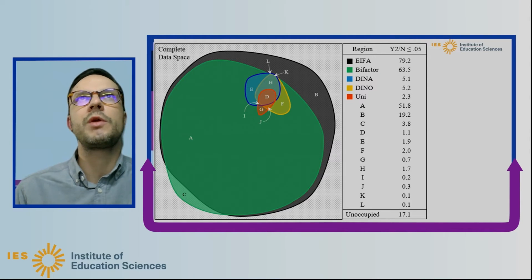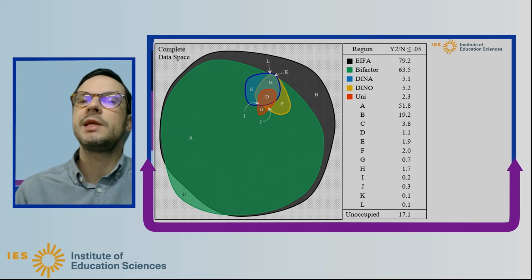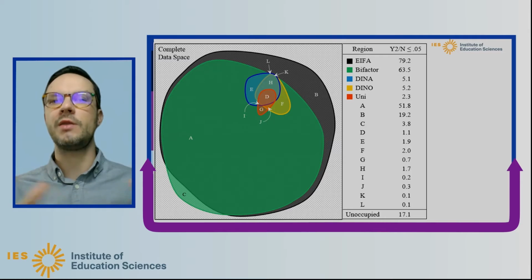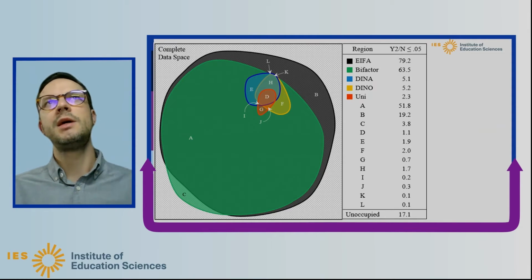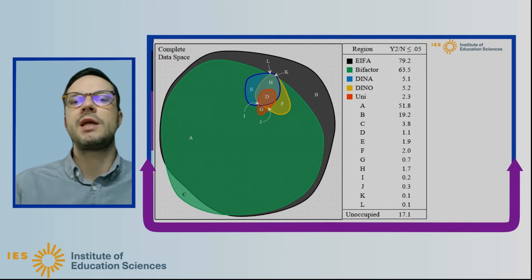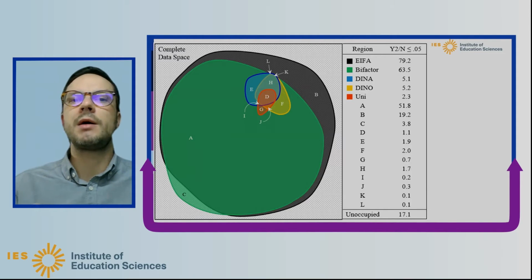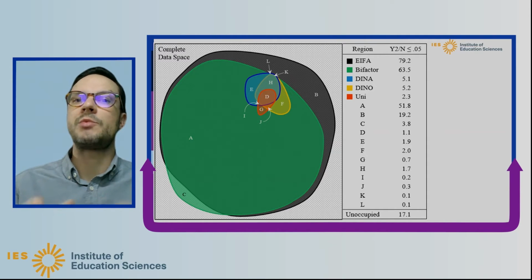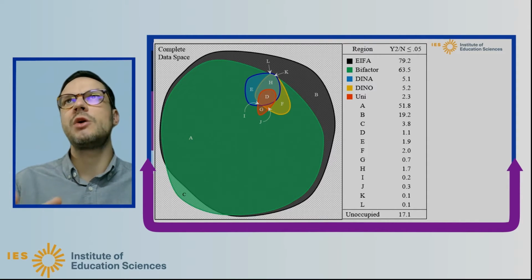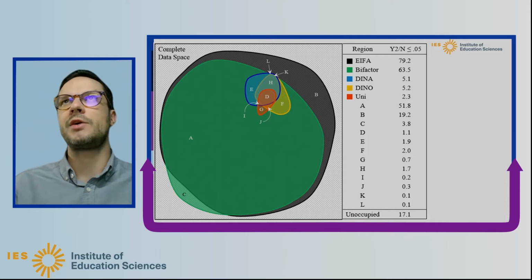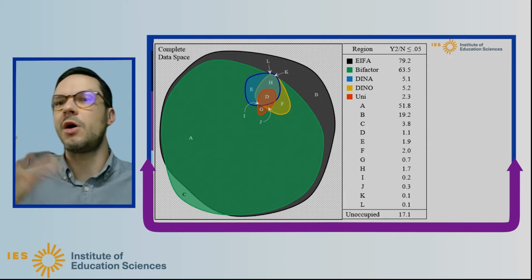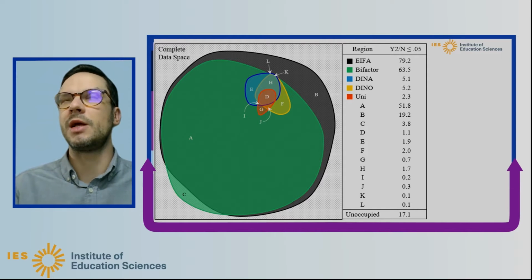The square with the dots in it represents the complete data space. And these different blobs that you see, we call this an amoeba plot. These different amoebas represent the area of that complete data space that was occupied by each model. So the black blob represents an exploratory model, and this shows that an exploratory item factor analysis model was able to fit well to 79% of all random data sets that we simulated.